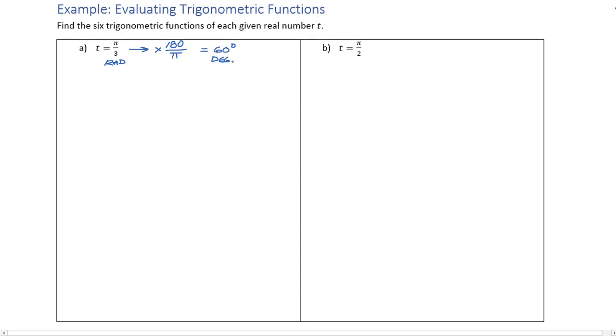So it's important that you can go back and forth between the two, right? Radian, that's the length. Degrees, that's the amount of rotation. So what we're going to do is jump to our unit circle that we filled in the previous lesson and identify what point is at pi over 3 or 60 degrees.